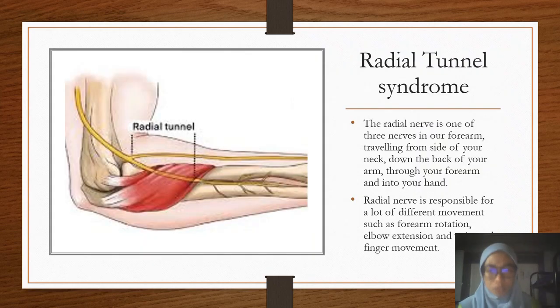Radial tunnel syndrome. The radial nerve is one of three nerves in our forearm, traveling from the side of our neck down the back of our arm through our forearm and into our hand. The radial nerve is responsible for a lot of different movements such as forearm rotation, elbow extension, wrist and finger movement.